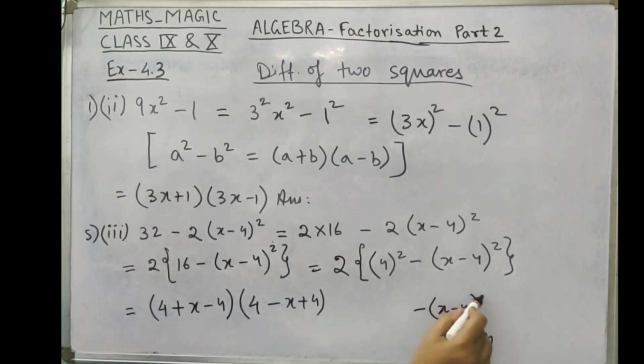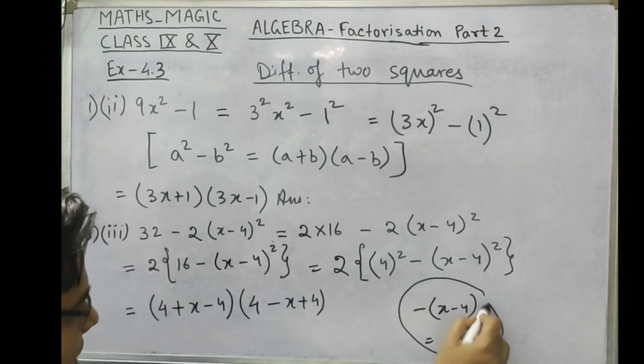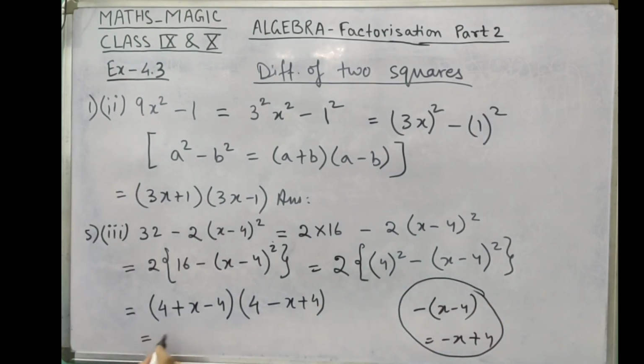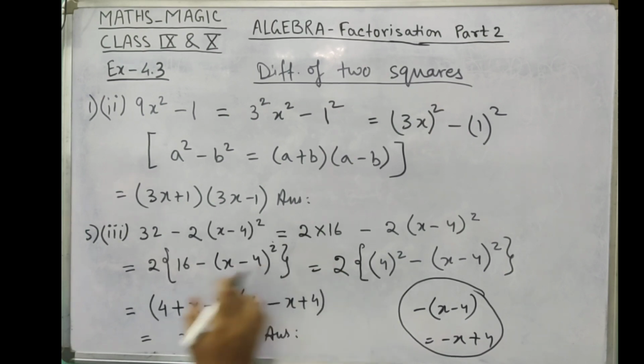Okay, this is just for understanding. Now 4 minus 4 cancels. We get only x. 4 plus 4, 8. 8 minus x. This is my answer. And remember we have 2 out here. So I just take this 2. So this is my final answer: 2x, 8 minus x.